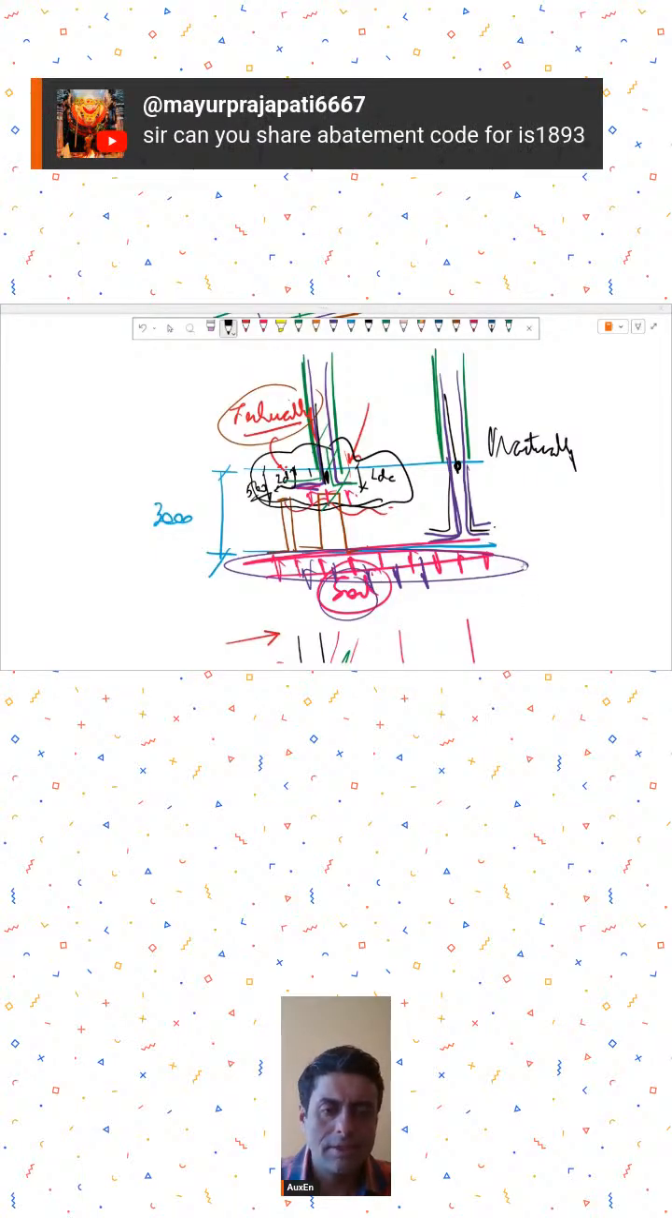Mr. Mahel Prajapati is asking, can you share the amendment of the code? You will get it easily online. Just type in IS 1893 amendment, or you just send me a WhatsApp message. I'll send you the amendment that I have.